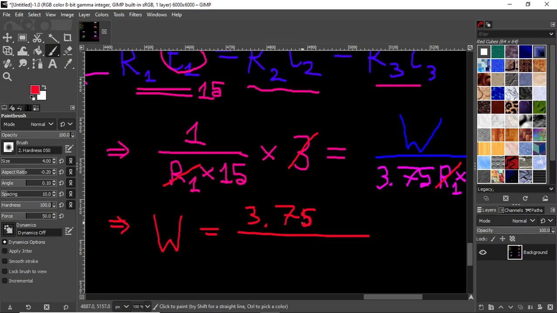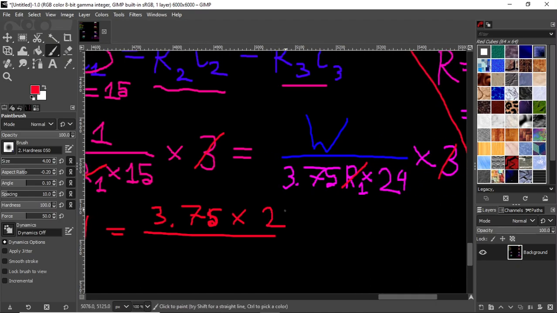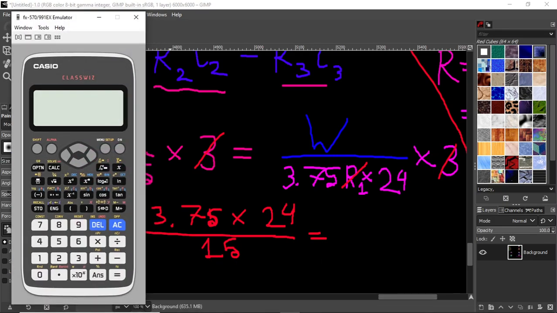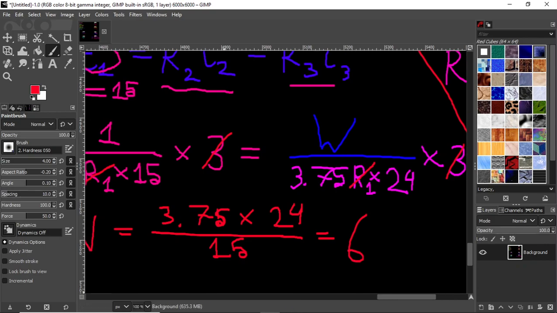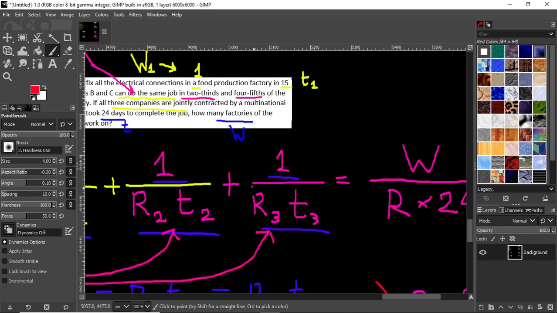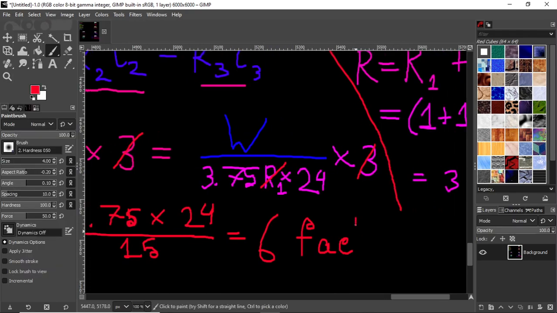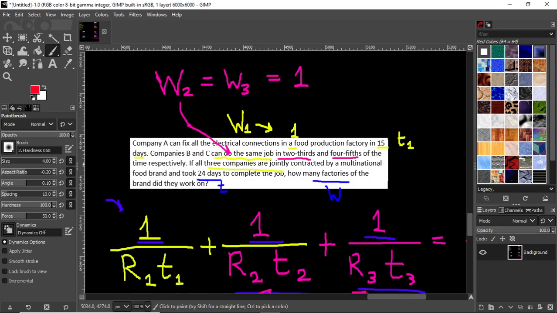3.75 multiplied by 24 divided by 15. That's 6. The unit for work was factories, so how many factories are we working on? This is 6 factories. So the answer we have arrived at is that the 3 companies, in the duration of their contract, worked on 6 factories of this multinational food brand.